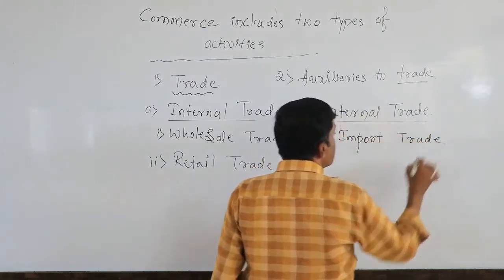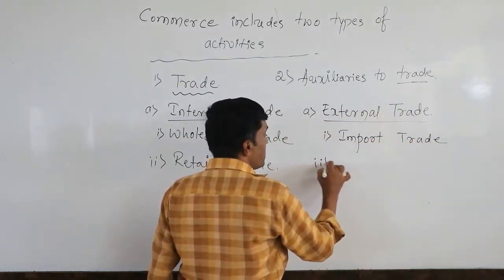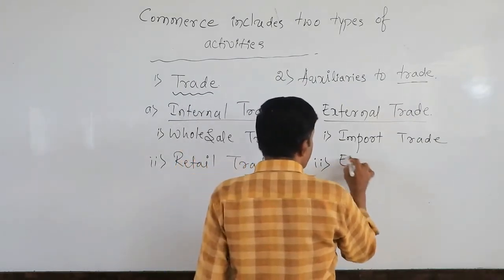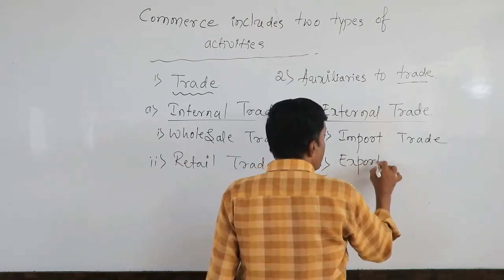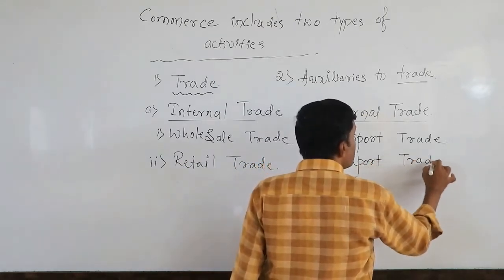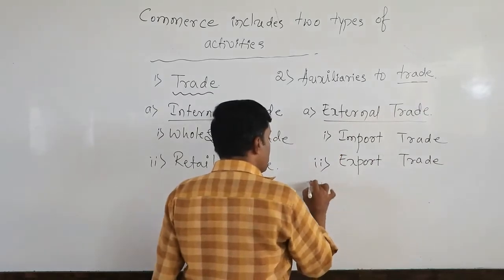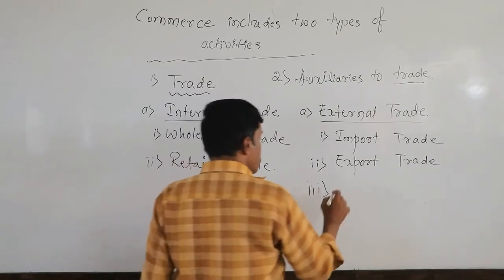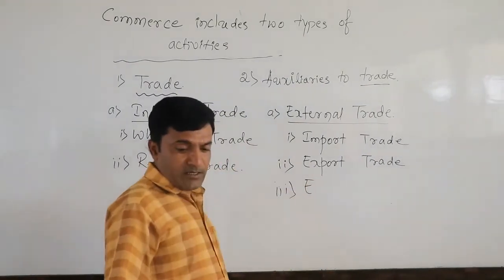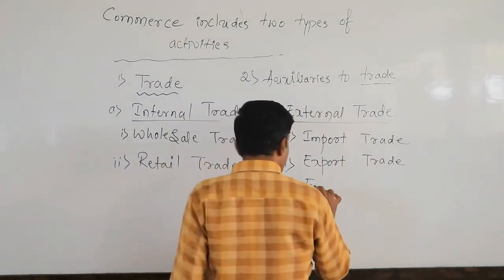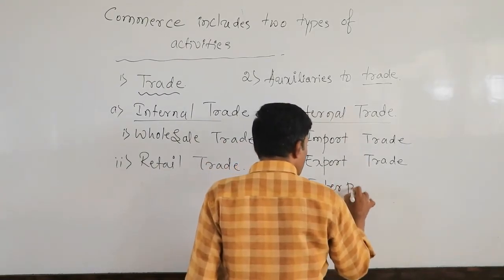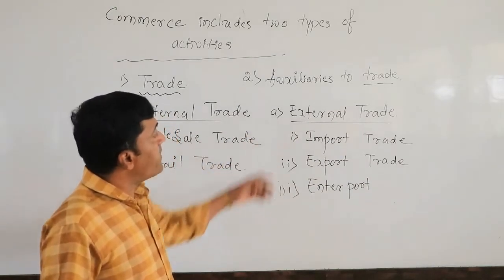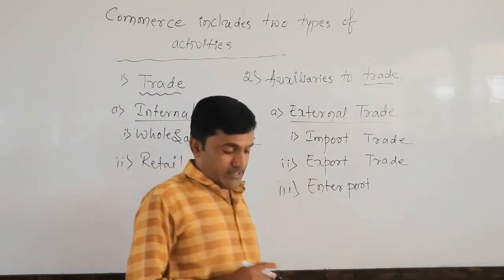Import trade. Second one, export trade. Then the third one is entrepot trade. So like this, we can classify the external trade into three categories.